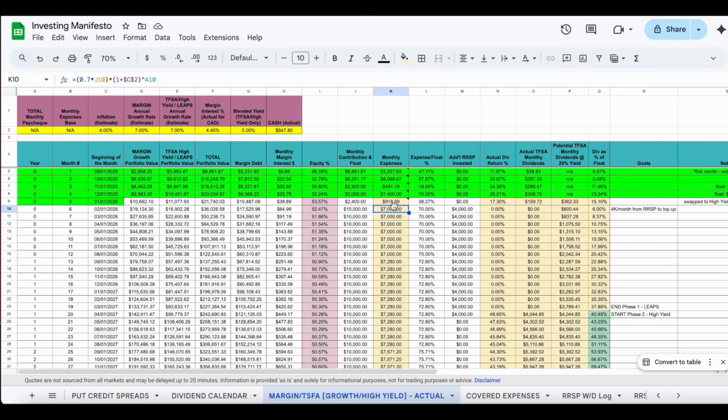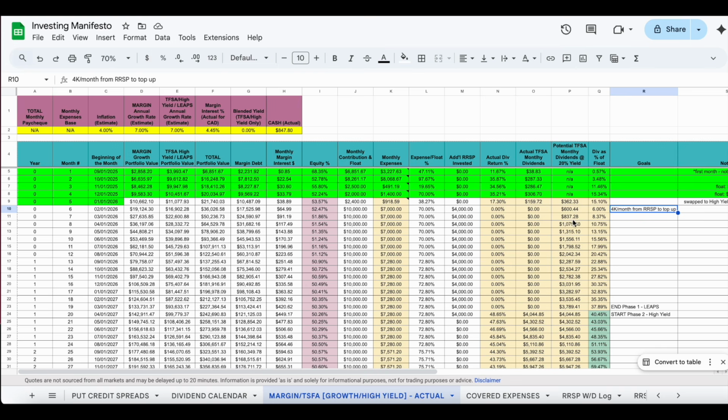How do I get to 50% equity? I need to add another 4,000. If that 4,000 comes from the RRSP, and we do that for however many months this is, it looks like around 12, 13 months. It might be more than that. Then at that point, we will start to have dividends. Let's say that I convert my entire TFSA at that point.